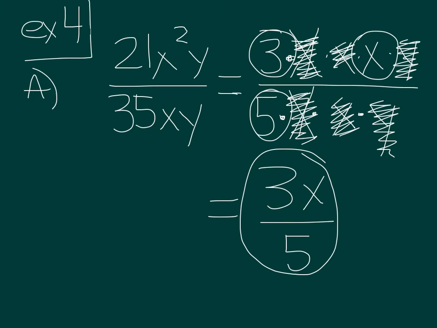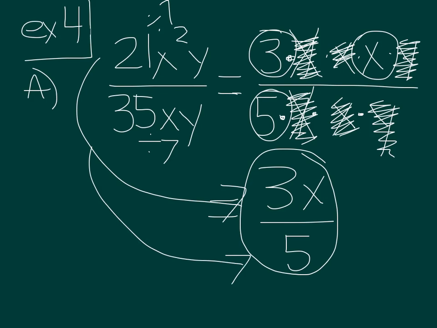Done. And obviously you might notice the 21 you could divide by 7, and 35 you could divide by 7, and that would give you the 3 and the 5. But then you still have to simplify the 2 x's that are on top and the 1 x on the bottom, and then the y's on top and bottom.